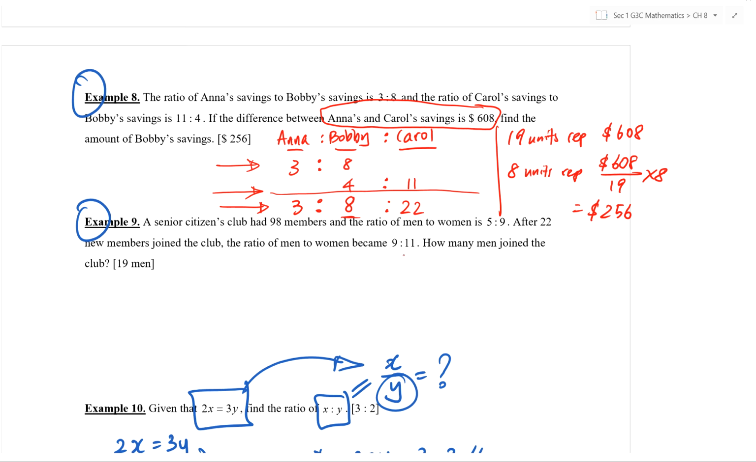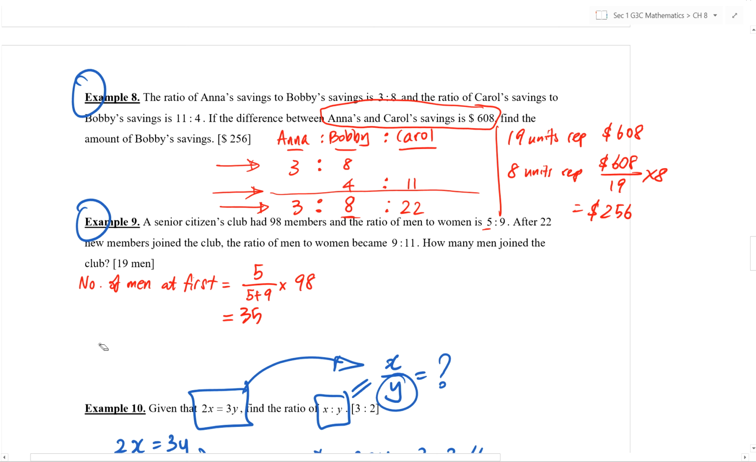Pretty straightforward question. Initially, number of men. Number of men at first. Men, we've got 5 units. So 5 divided by total of 14 units, 5 plus 9, times 98. We have 35. 35 men at first.